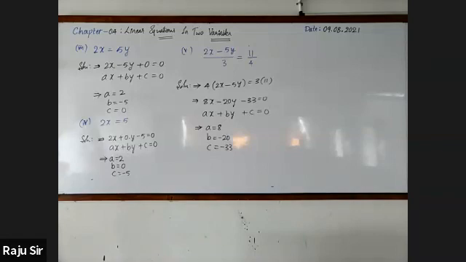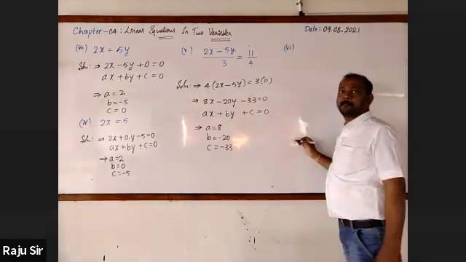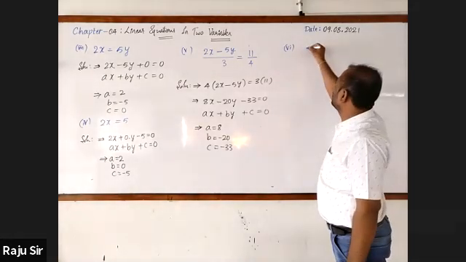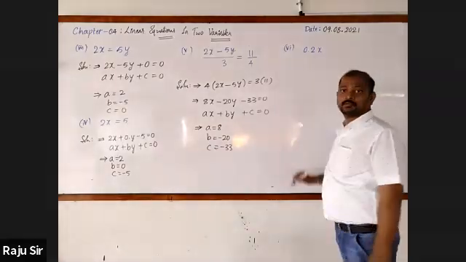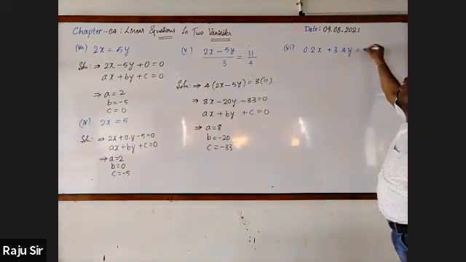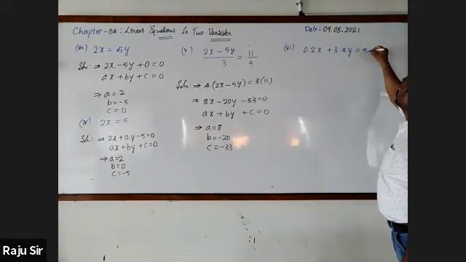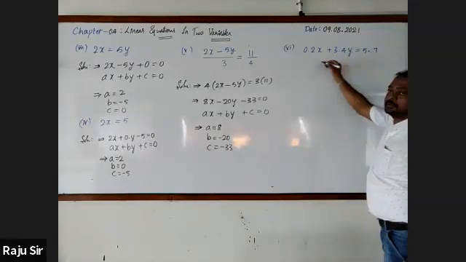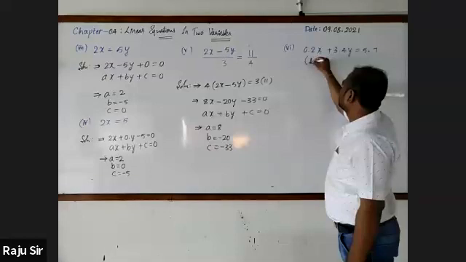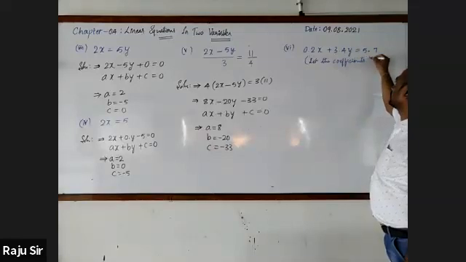One more. Sixth one is 0.2x plus 3.4y equal to 5.7. So 0.2x plus 3.4y minus 5.7 is equal to 0. The coefficients should be integers.